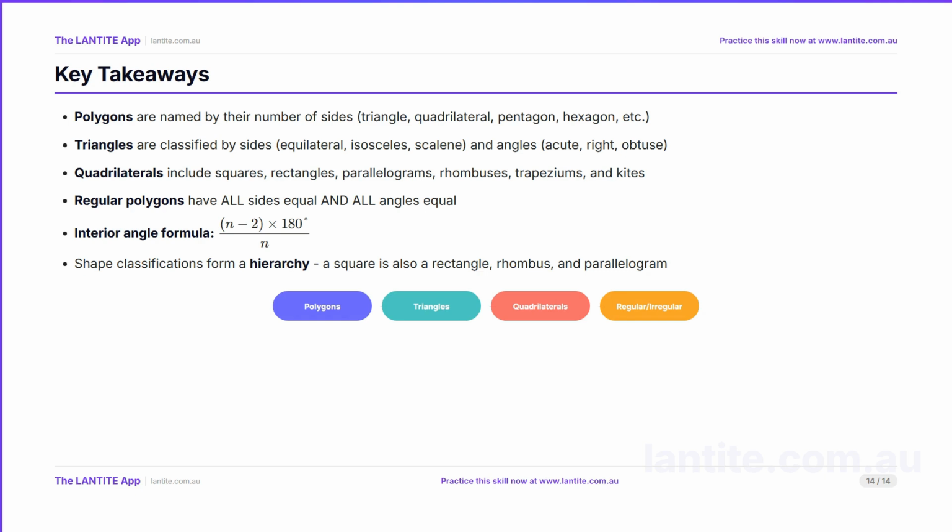Let's recap the key ideas. Polygons are named by their number of sides. Triangles are classified by both their sides and their angles. Quadrilaterals have many special types, each with distinct properties. Regular polygons must have both equal sides and equal angles. The interior angle formula is n-2 times 180 divided by n. And remember that shape classifications form a hierarchy. A square meets the definition of a rectangle, a rhombus, and a parallelogram. Understanding these properties and relationships will help you tackle any shape question on the LANTITE with confidence.